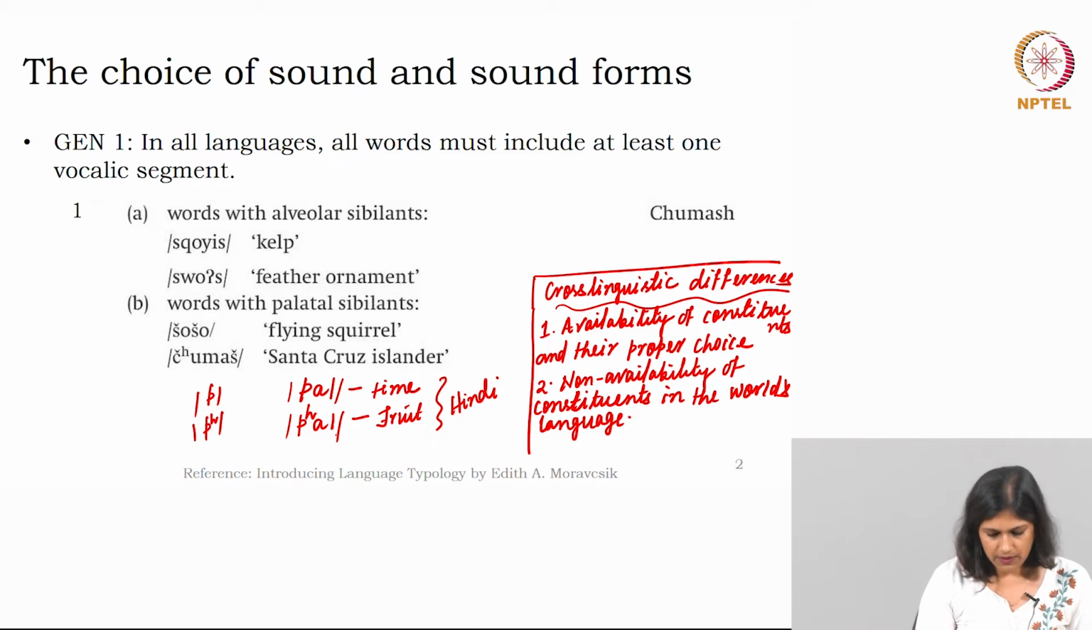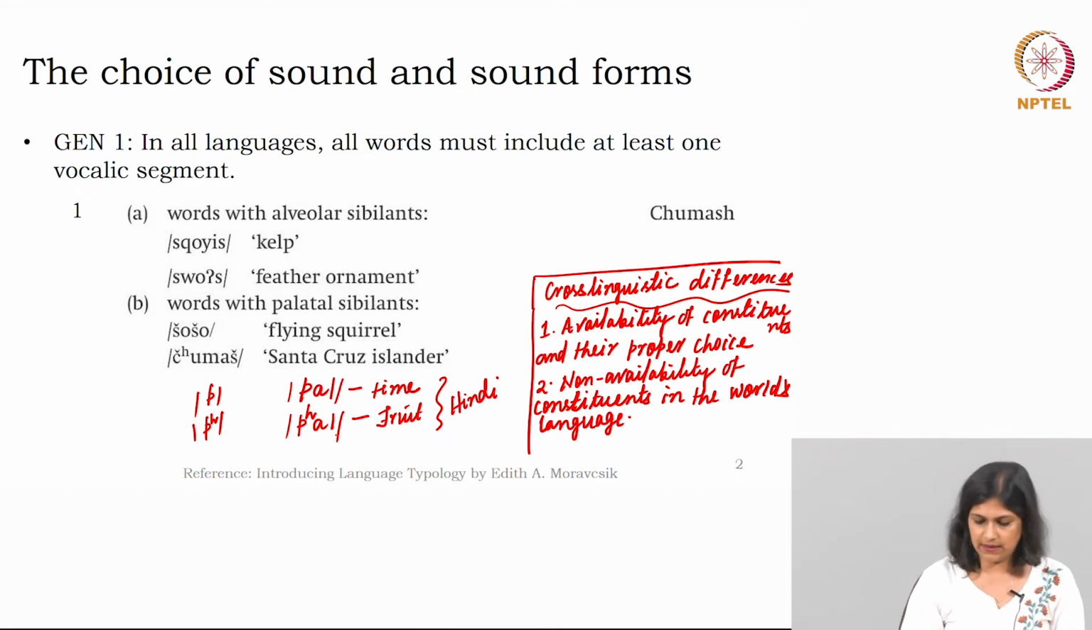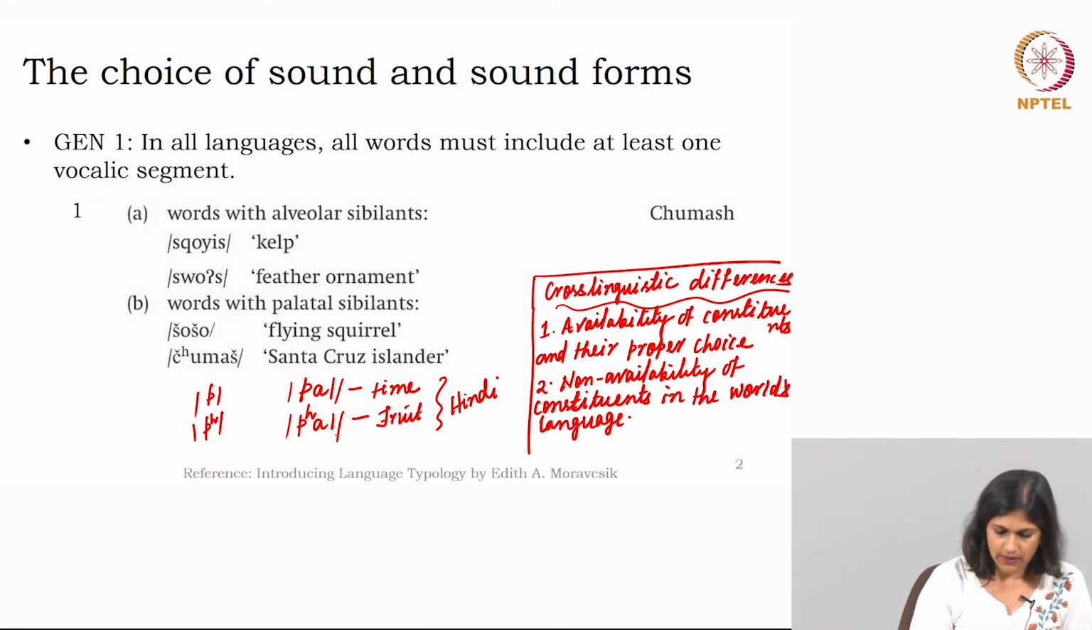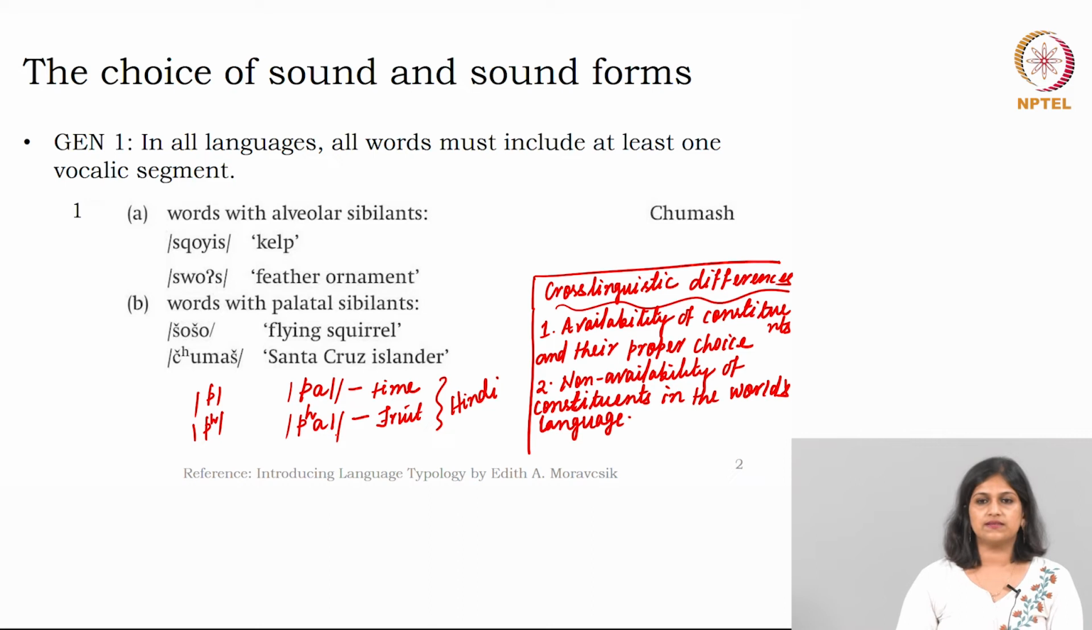So, pa and pha might be allophones in a language like English, but they are not going to be considered allophones in Hindi, because in Hindi they cannot be used as a substitute for each other. Okay? They are not in complementary distribution or anything like that.